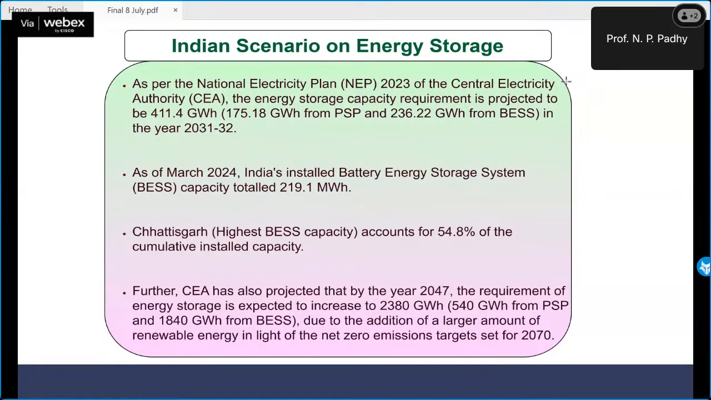Further, CEA has also projected that by the year 2047, the requirement of energy storage is expected to increase to as high as 2,000 gigawatt hour, where 540 will come from pumped storage and 1,840 gigawatt hour will come from battery storage. And expecting net zero in 2070. But to be very honest, I don't believe in this number, because net zero is altogether a different ballgame.